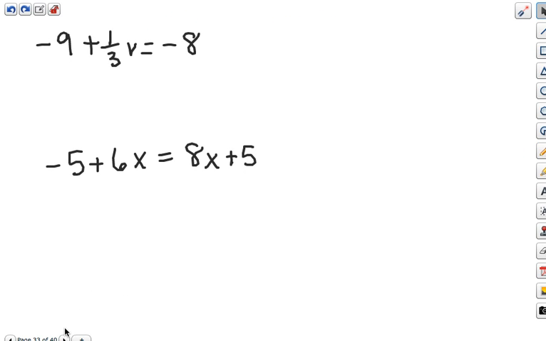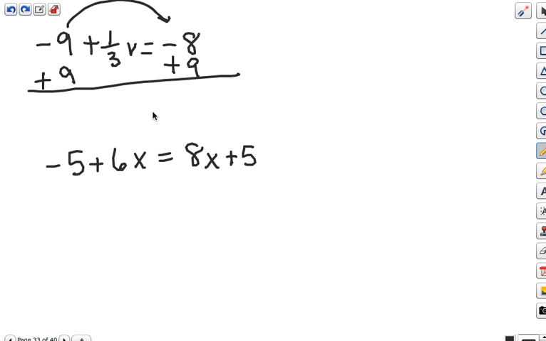All right, next one, we have negative 9 plus 1/3 v equals negative 8. Okay, so the first thing we're going to do here is move that negative 9 to the other side of the equal sign. So I'm going to add that to both sides. And then just rewrite the equation. We have 1/3 v equals negative 8 plus 9 is 1.